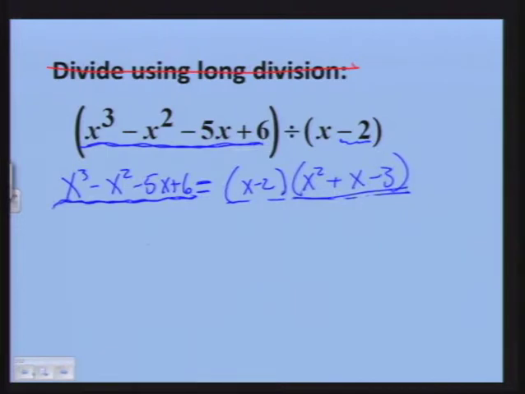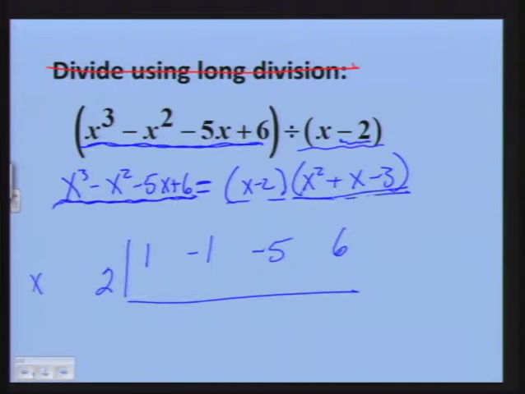I'm going to take the coefficient of x cubed, the coefficient of x squared, the coefficient of x, and then our constant, and I'm going to run through a 2 because remember when I set it equal to 0, x minus 2 equals 0 gave us x equals 2. So I run through what x equals rather than the minus 2 in the factor.